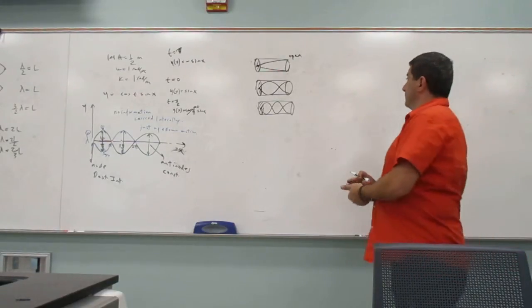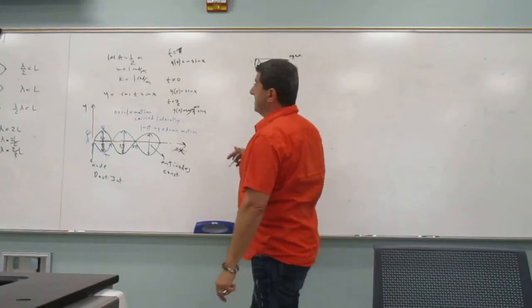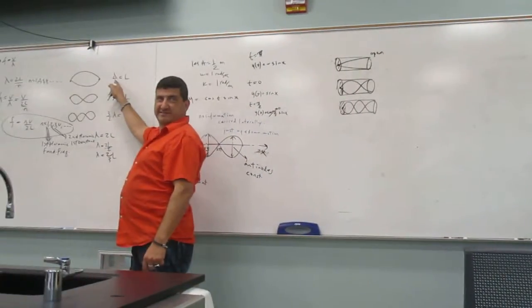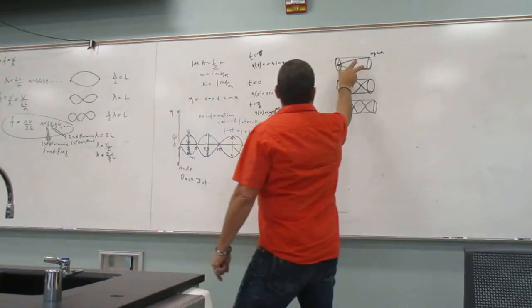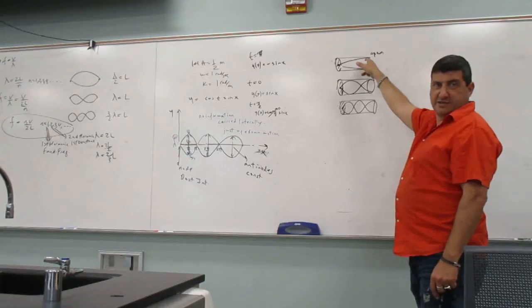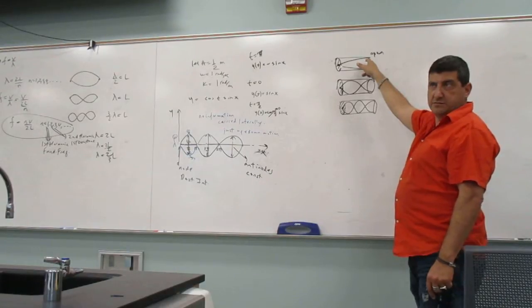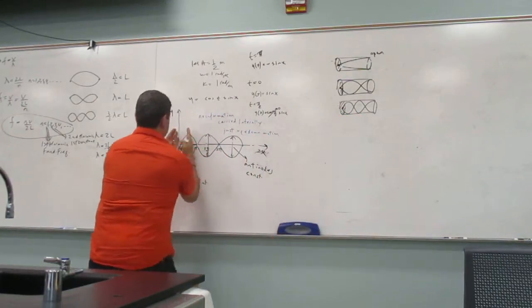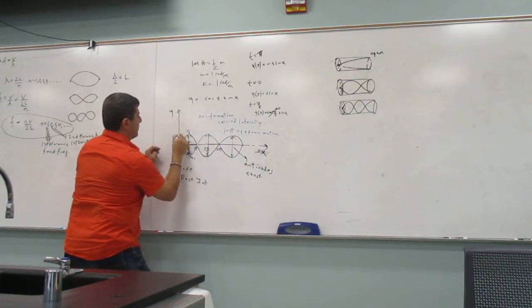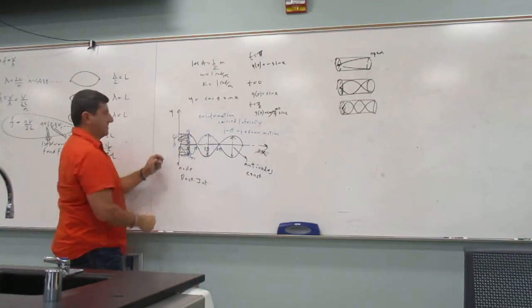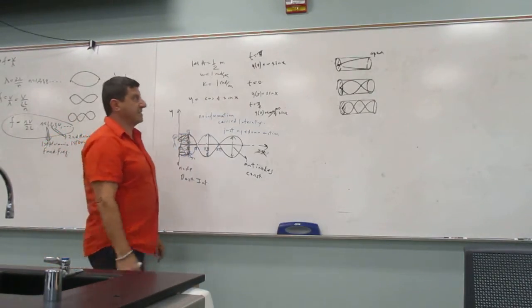It will resonate. Okay, so what would be the pattern of generalization for that? What portion of a wave is this? Half of a wave? No, it's half of a half. It's a quarter of a wave, from here to here. So imagine the pipe is this long. That's a quarter of a wave.